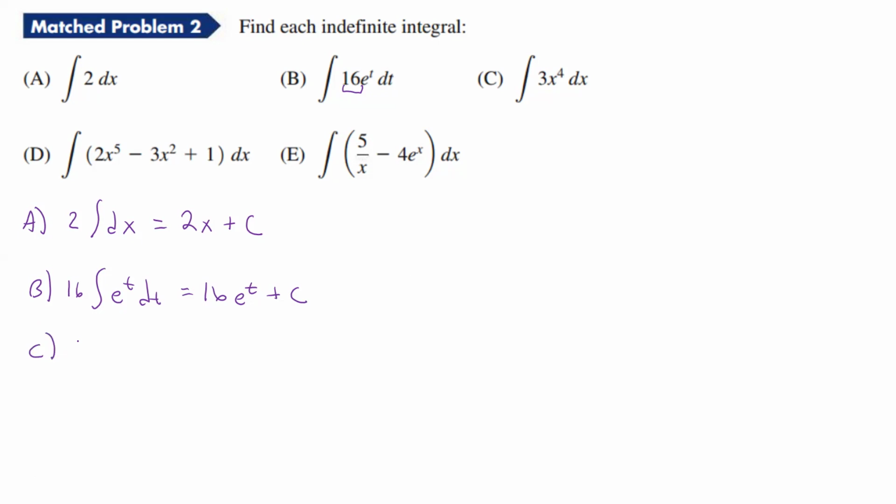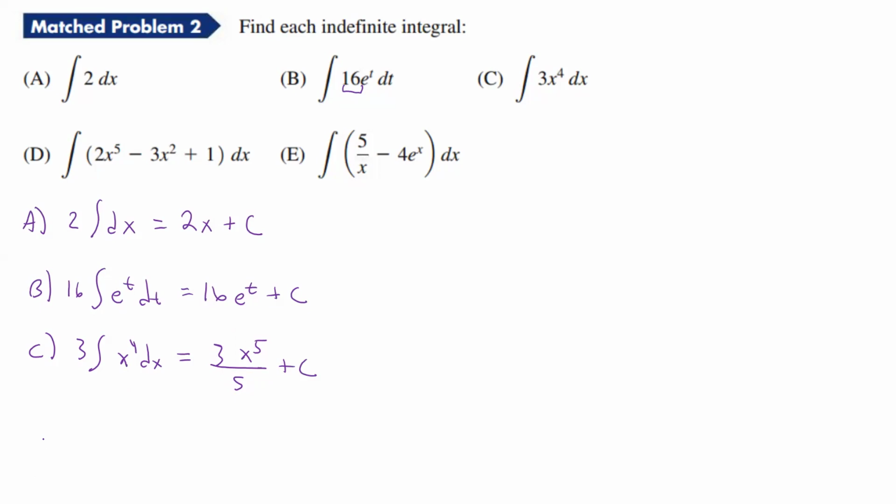So let's do c. Now we have a 3 we can pull out, and that's going to give us 3 times the integral of x to the 4th dx. Now, x to the 4th is going to be what? That's going to go to x to the 5th, divided by 5, plus c. And so we can write this as 3/5 times x to the 5th, or 3x to the 5th over 5. It doesn't matter, as long as we realize that the 5 is in the denominator and the 3 is in the numerator. That would be our solution there.